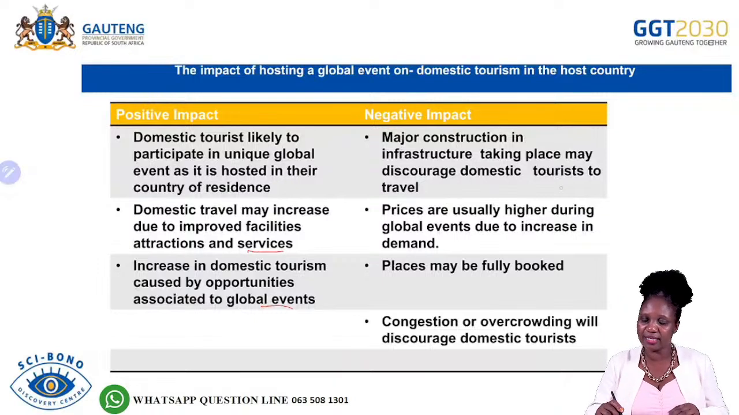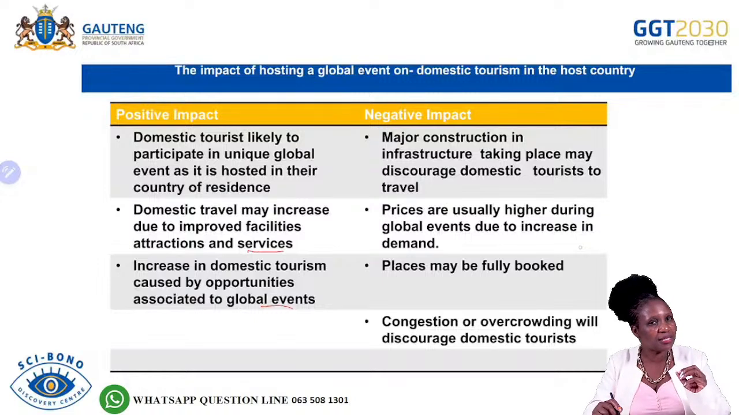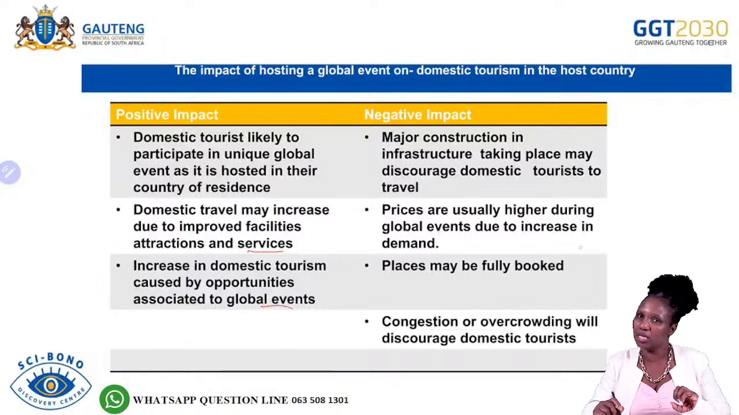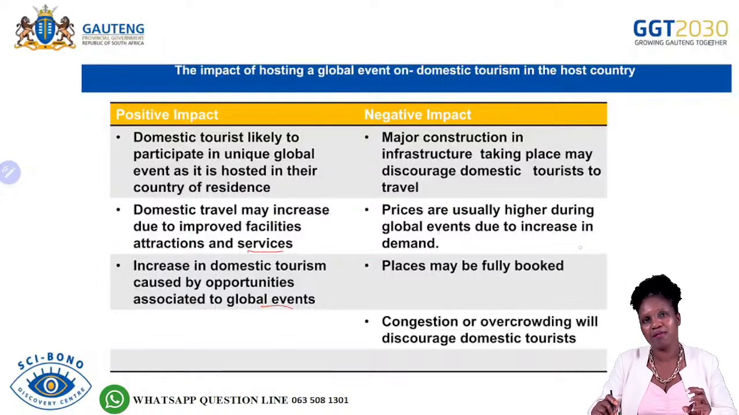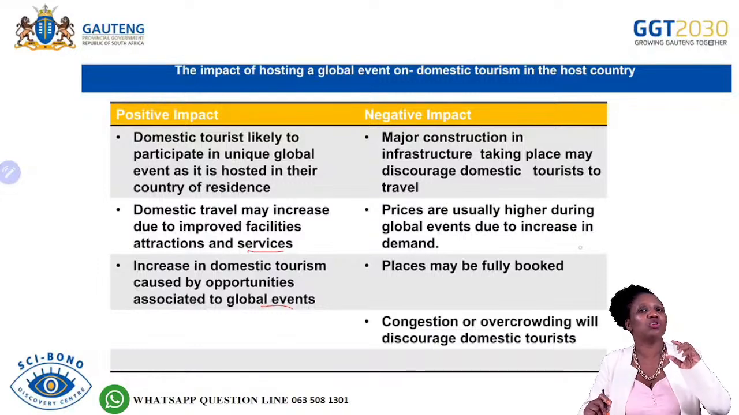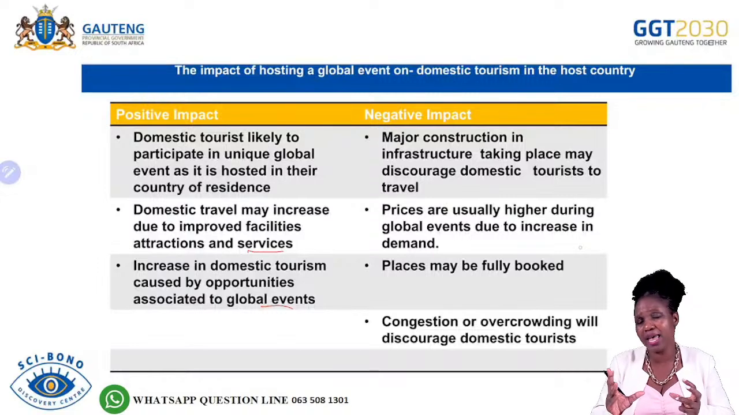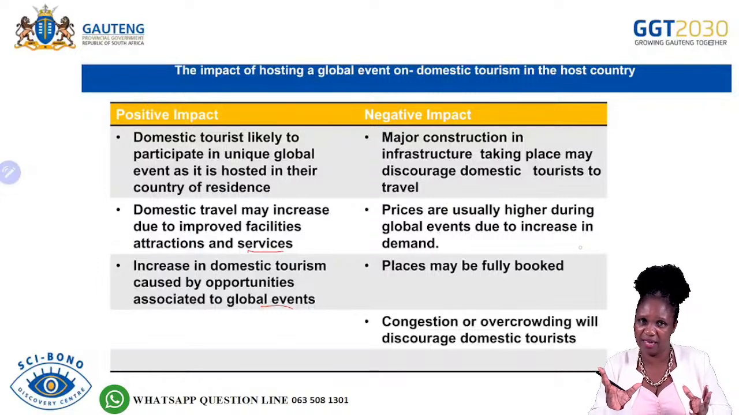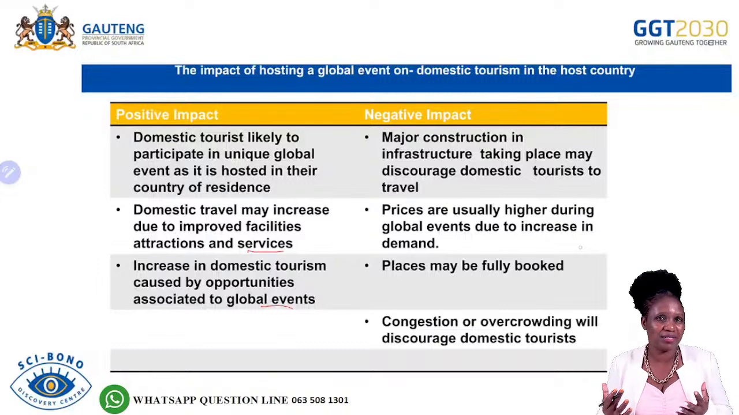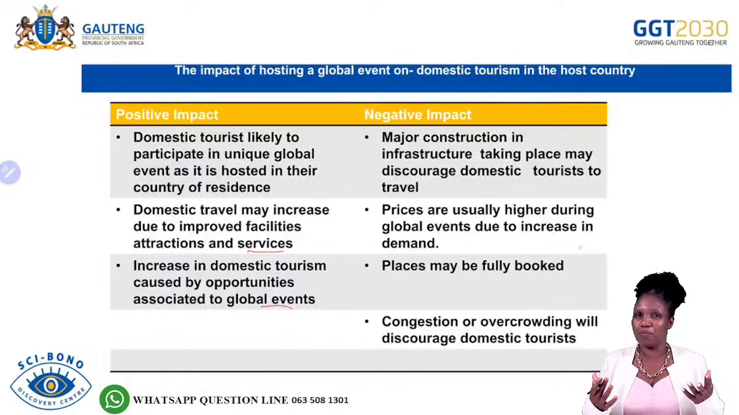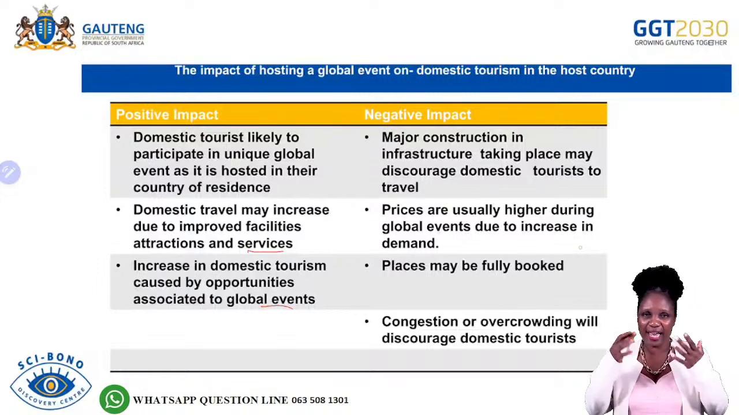And then prices are usually high during global events due to an increase in demand. Prices are usually high during global events. Why? Because the demand will be high. For example, let's say you are an entrepreneur, okay? You make your own beads. There's a global event. You make your own beads, maybe make bracelets or necklaces or headgear.